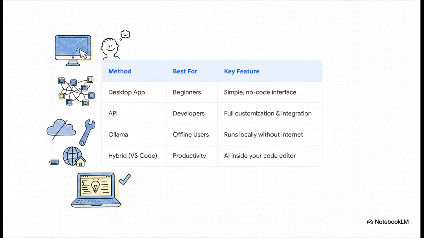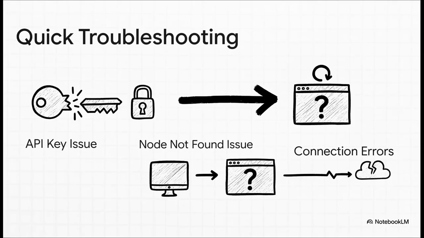Now, if you need to work completely offline, you could explore community projects like Ollama, which lets you run models locally, though that's a more advanced topic for another time. And finally, for coders, a hybrid approach using an extension in an editor like VS Code can be the ultimate productivity hack. Of course, sometimes things go a little sideways. If you run into any snags, it's usually one of these 3 common issues. Often, it's just a simple fix, like making sure your API key is set up right or just restarting your terminal after you install something.